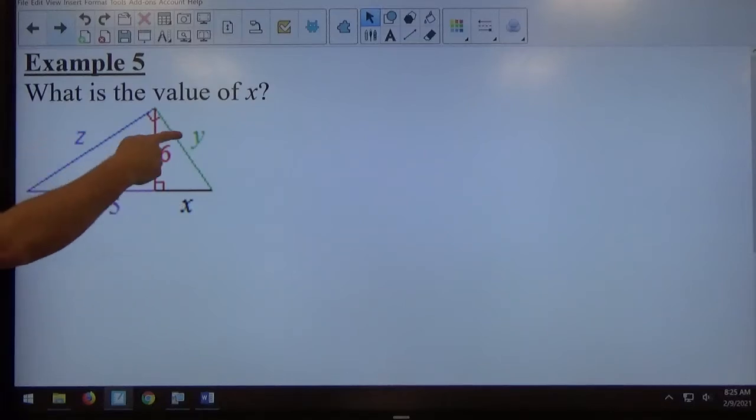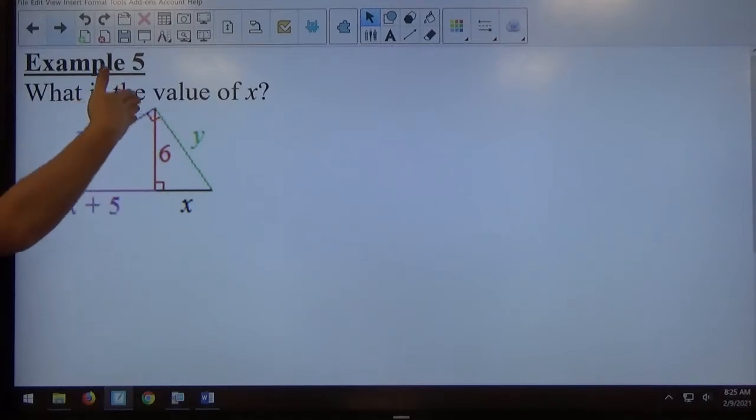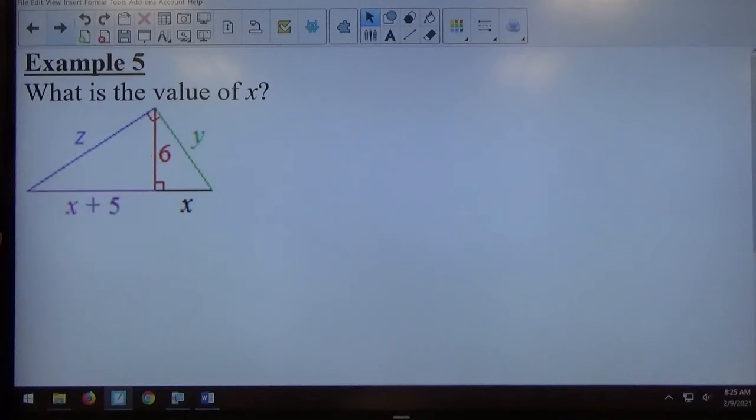I don't know either of these pieces either, and I've got all these cool colors here to help you identify things. But x is only that part of the hypotenuse. X plus 5 is only that part of the hypotenuse of the big right triangle. 6 is that altitude measure.